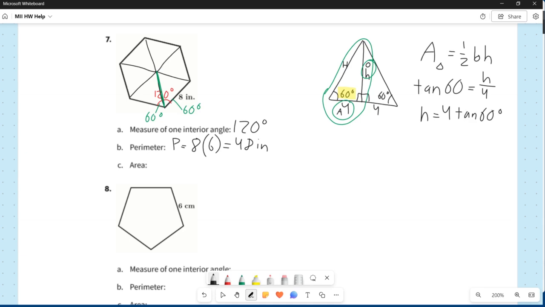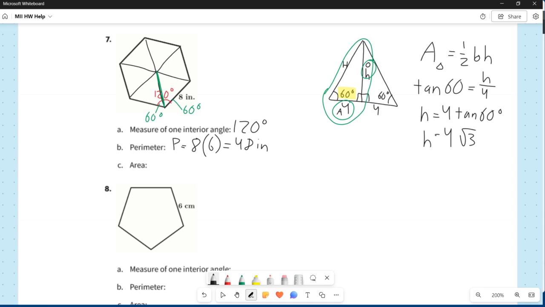Now, depending on how comfortable you are with right triangle trig, the tangent of 60 is the square root of 3. And that gives us our height. Now, if you don't know the tangent of 60, you'd have to use your calculator here. But if you are pretty comfortable with right triangle trig and the unit circle, then the tangent of 60 is root 3. And I don't actually remember if we've gone over the unit circle yet or not.